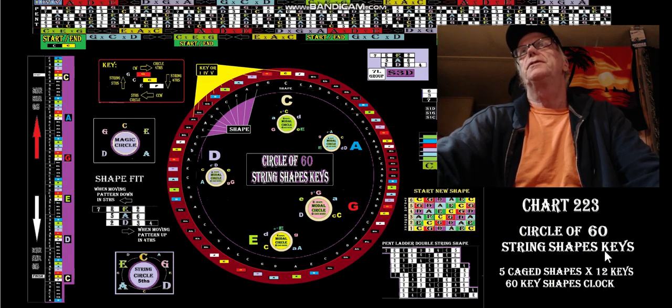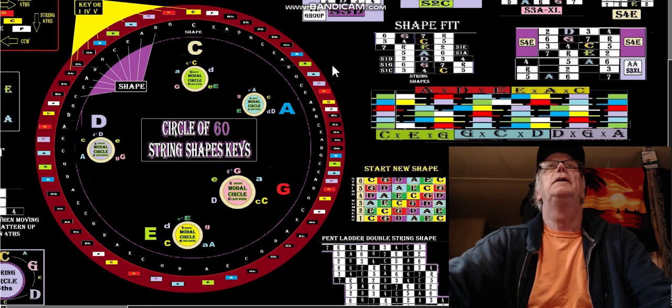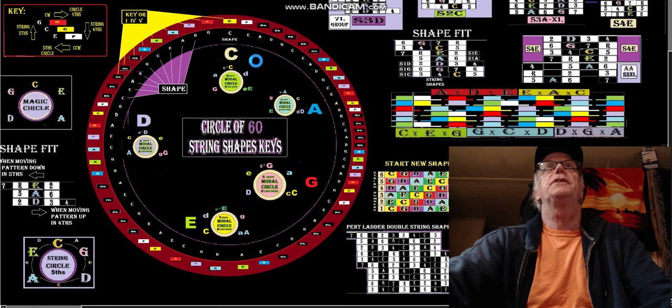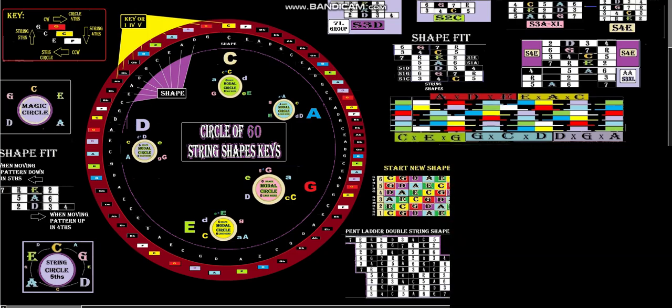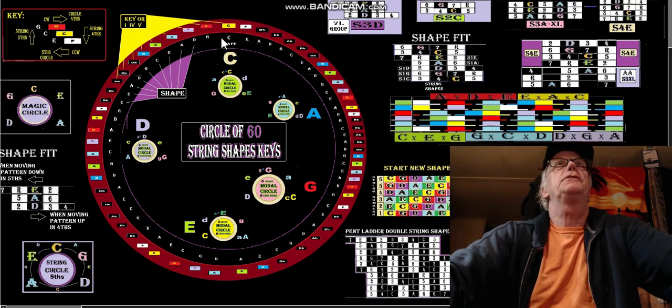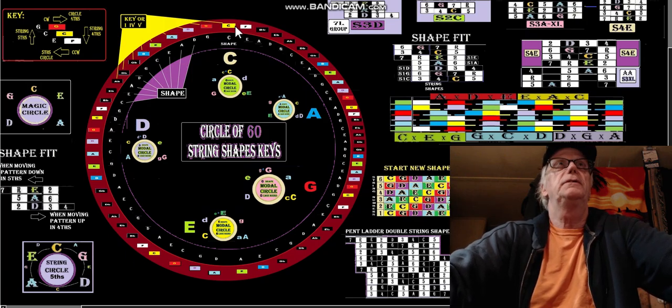Circle of 60 string shapes there. So you can see it goes around. There's actually 60 chord shapes. Isn't that neat? We started from here, and we got to C sharp, something like this. Okay, so we're just looking at the circle of 60 shapes. If you can play this in a minute, you're an expert and make it sound good.